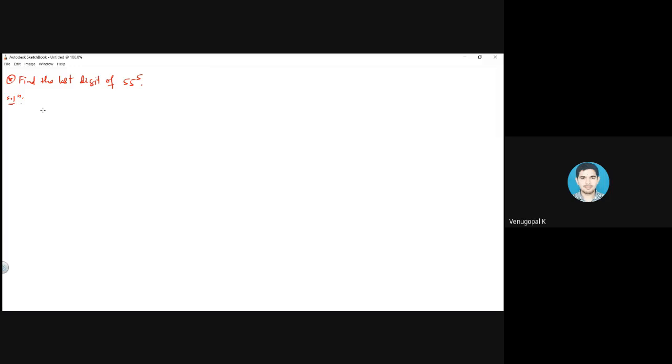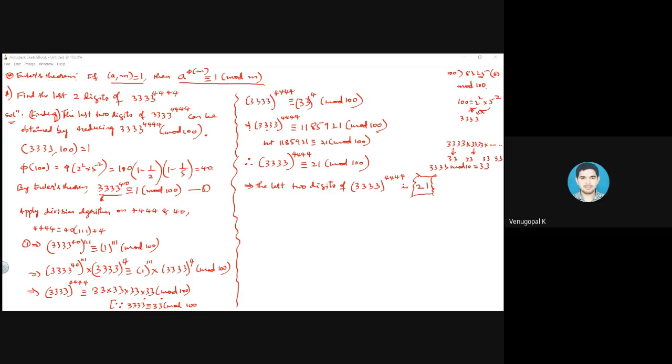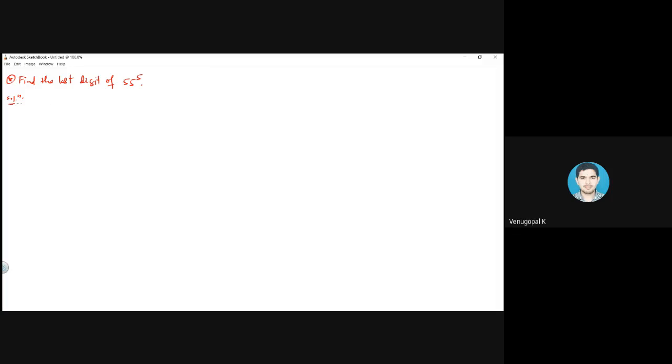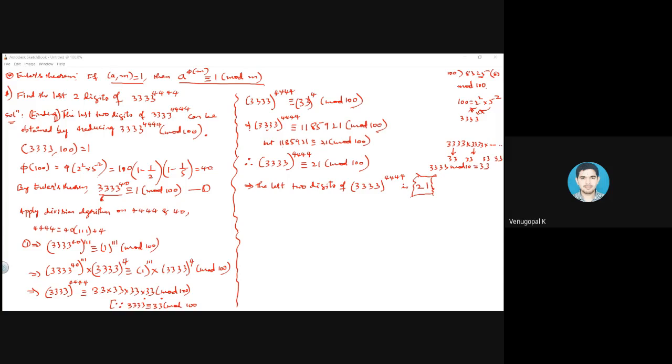Now observe that in the previous question, how did we start? Since we were talking about the last two digits, we looked at the GCD of the base 3333 and 100. Here we are talking about the last digit, so the number of interest is 10 and the base is 55. This GCD is not equal to 1, it is equal to 5. So we cannot just go straight away like we did in the previous question.